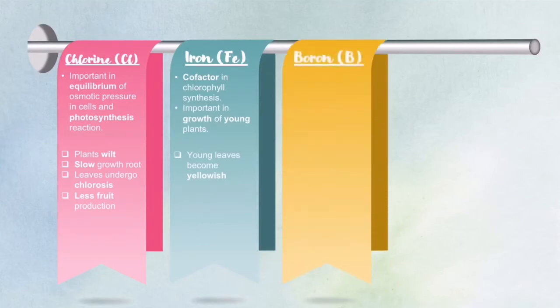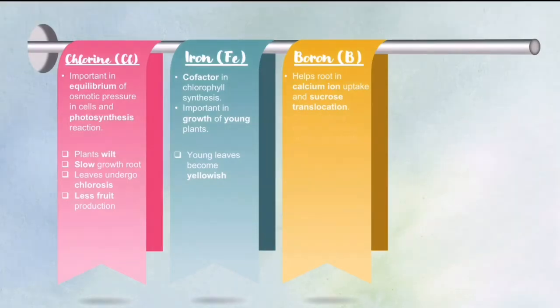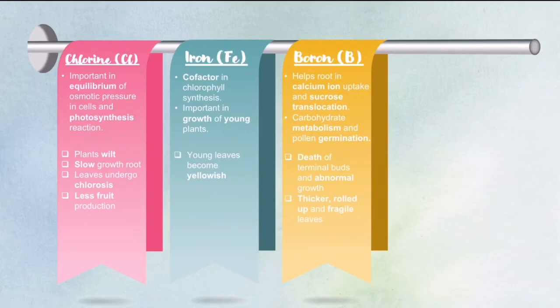Next, we have boron. Boron helps the roots in calcium ion uptake and sucrose translocation. It is also involved in carbohydrate metabolism and helps in pollen germination. Without boron, the terminal buds can die and there will be abnormal growth of the plant. The leaves will also become thicker, rolled up, and fragile.